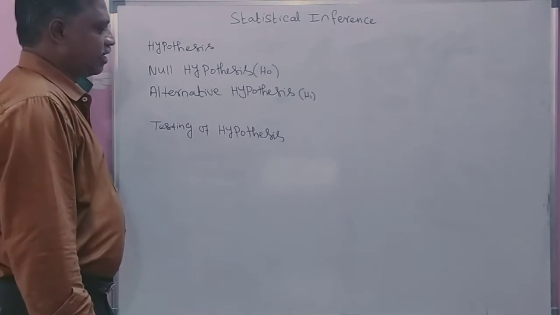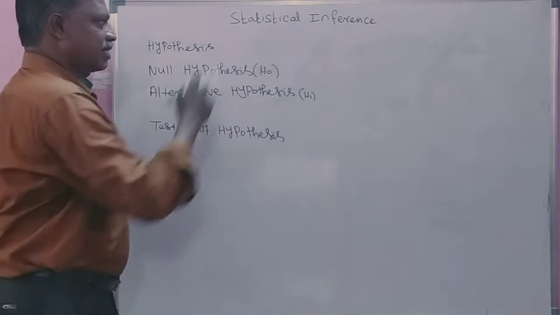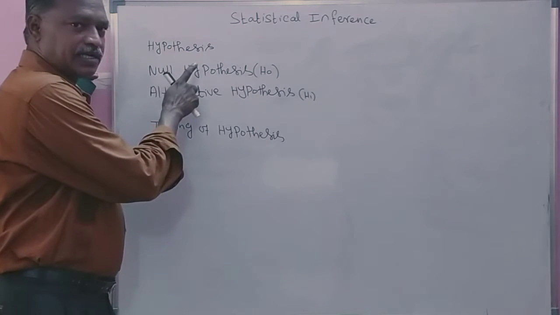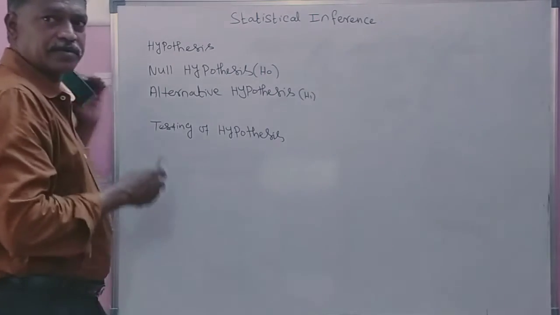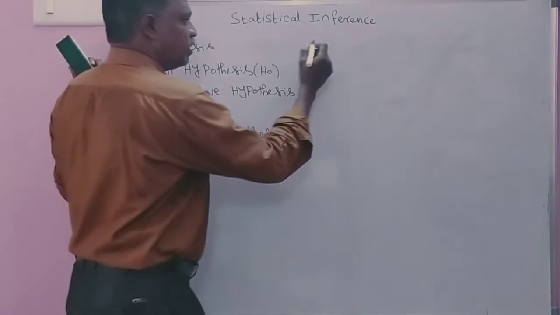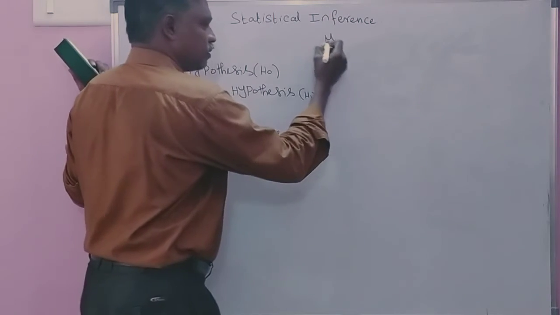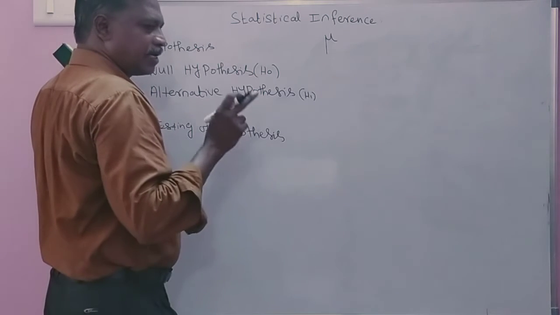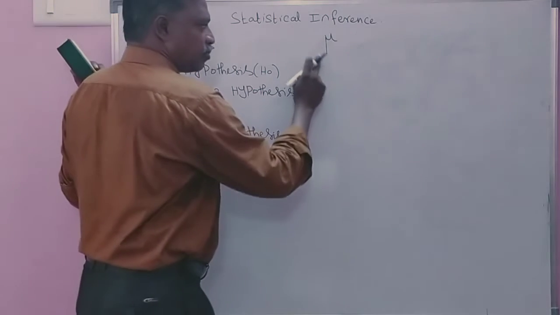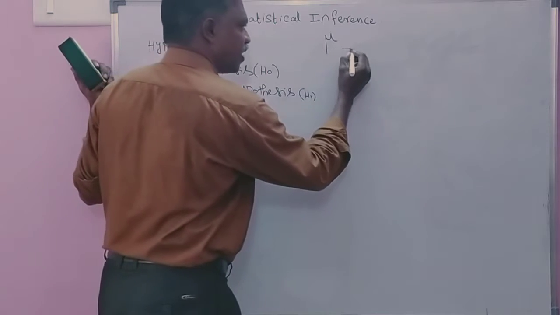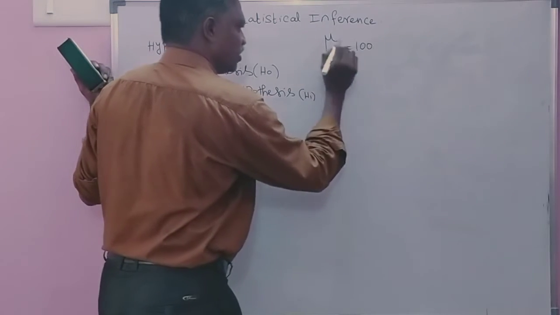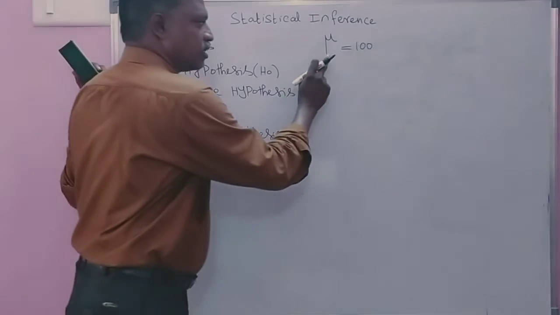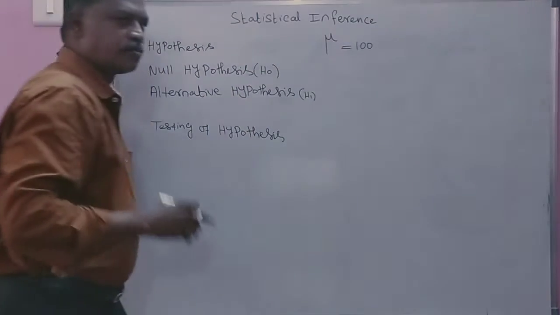Dear students, again we have to see some basic concepts in statistical inference. The first one is hypothesis. Hypothesis is nothing but a statement about a population parameter. For example, the population mean is usually denoted by the symbol mu. Suppose I make a statement about this population mean, that this value is 100. So this is a hypothesis. Hypothesis is a statement about the population parameter or about the population.